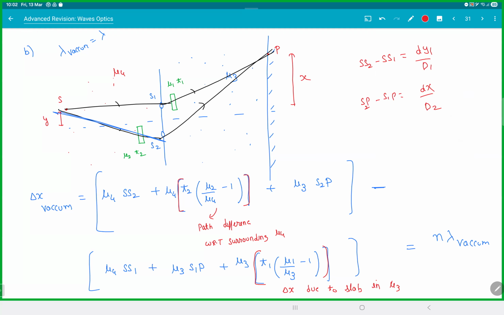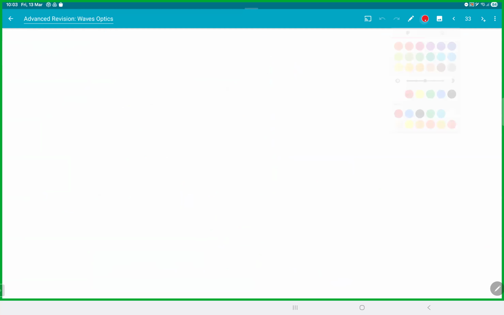Any doubts on this? This is a good one. You should definitely go through this. I can actually keep 4 slabs also, but again, it just becomes lengthy. You got the idea there. All clear? Great. The next thing.